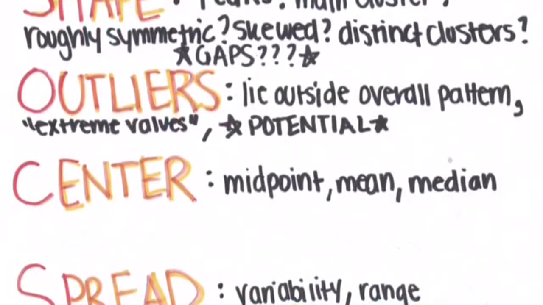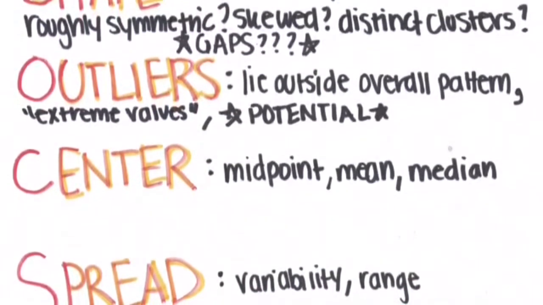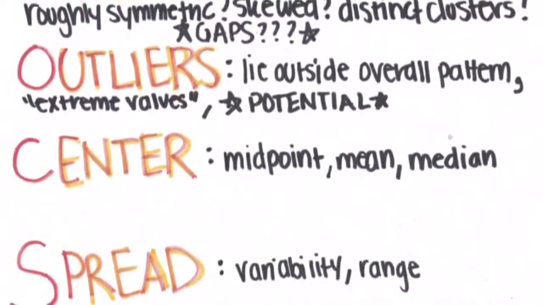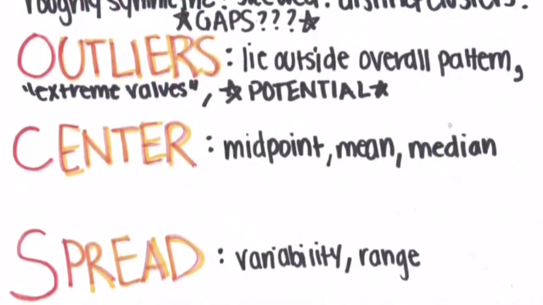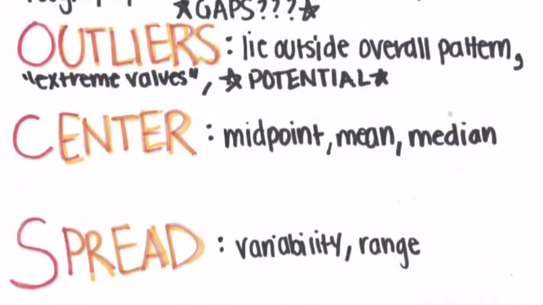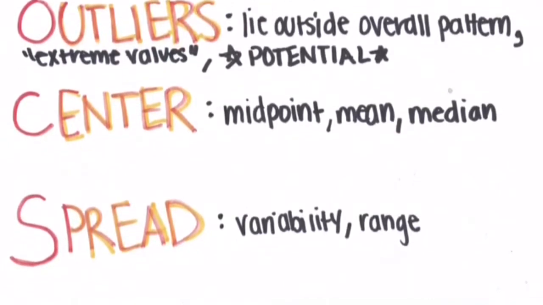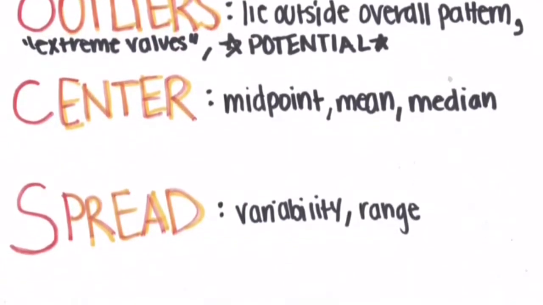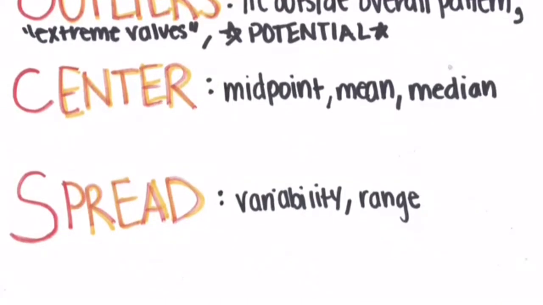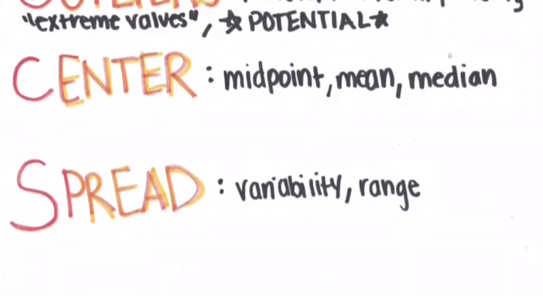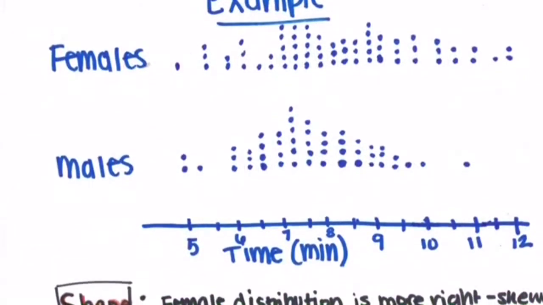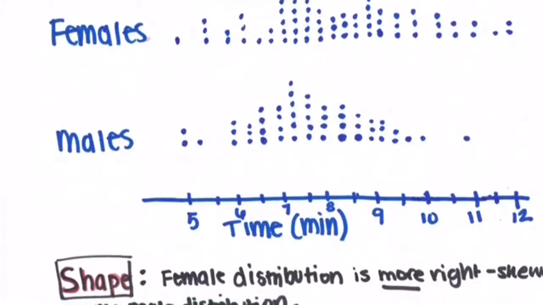For center, you're looking at midpoint, mean, or median. At this point in this section, we're not supposed to know mean or median, so we're really looking at midpoint. With spread, you're looking at variability. How much does the data in that distribution vary? And again, at this point we don't know IQR or other ways to describe spread yet, so I just put range as an example. Speaking of examples, let's take a quick look at an example of comparing two distributions with the SOCS method.